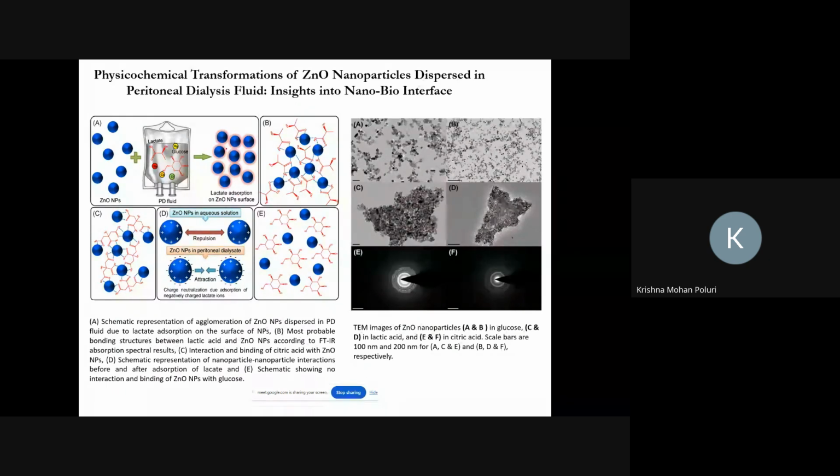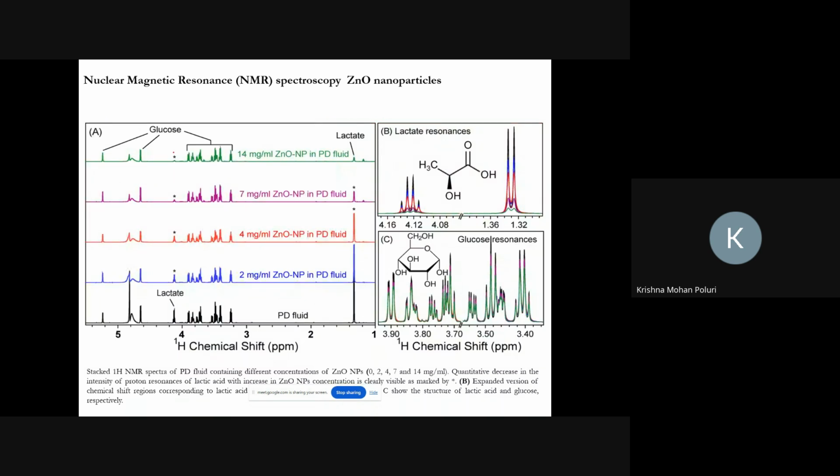Suppose you take zinc oxide nanoparticles or something and you put them in a dialysis bag or something. So the dialysis fluid will interact with these nanoparticles. Now the question is, which component of the dialysis fluid is it interacting with? You have glucose, lactate, and so on and so forth. What you can do is you can run one-dimensional NMR spectroscopy.